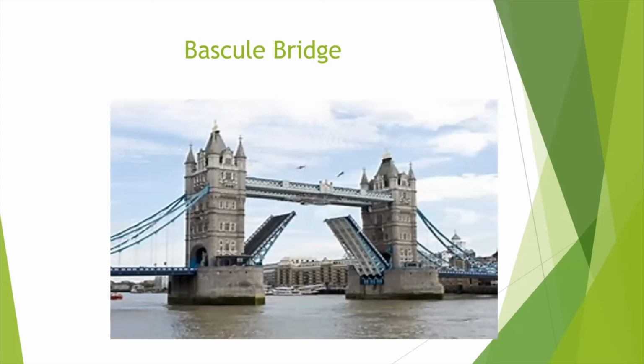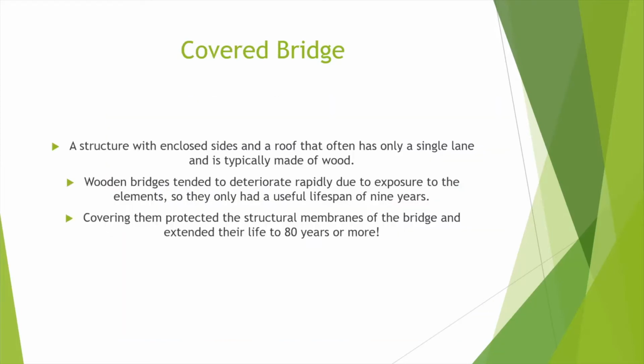of a bascule bridge. Okay, the next one is a covered bridge. And a covered bridge is a structure. It's just a bridge, but it's enclosed. It normally has sides and a roof, one lane normally, and it's typically made of wood.